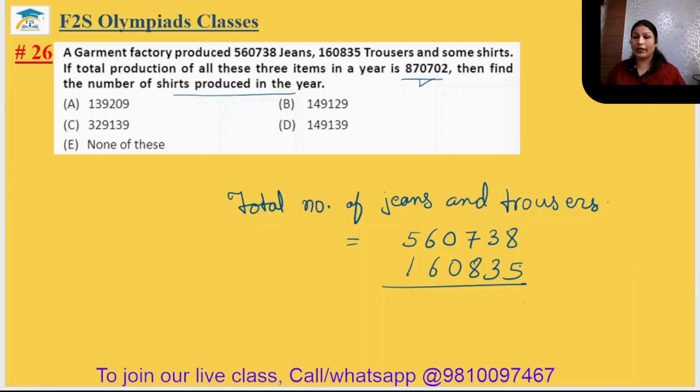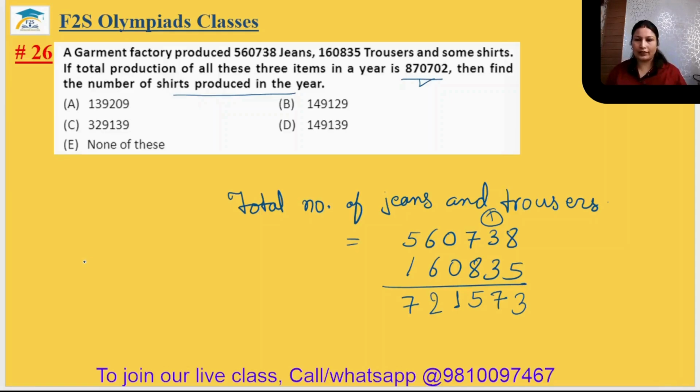Add this. 8 plus 5, 13, carry 1. 3 plus 3, 6 plus 1, 7. 7 plus 8, 15, carry 1. 6 plus 6, 12, carry 1. 5 plus 1, 6 plus 1, 7. Total number of jeans and trousers is this.